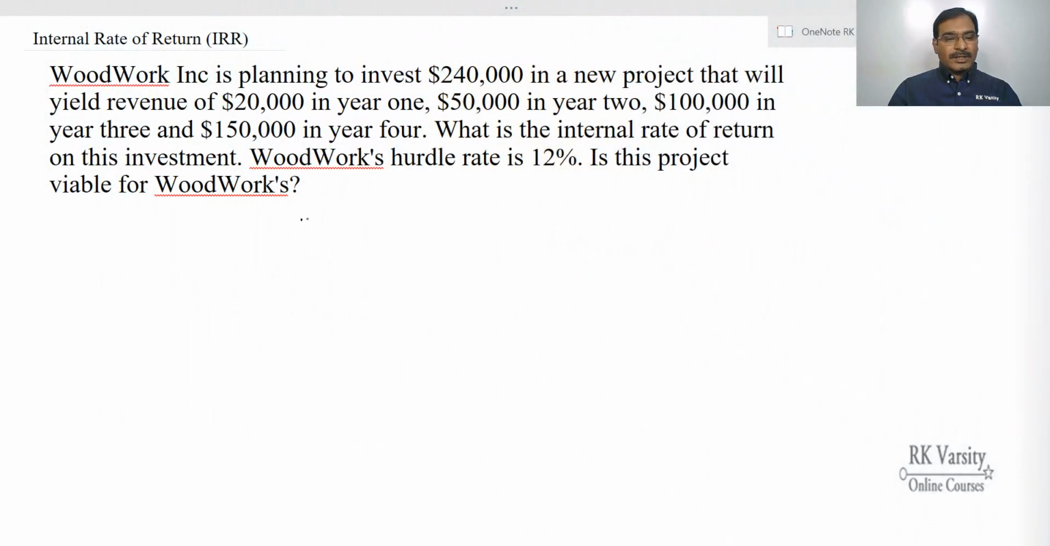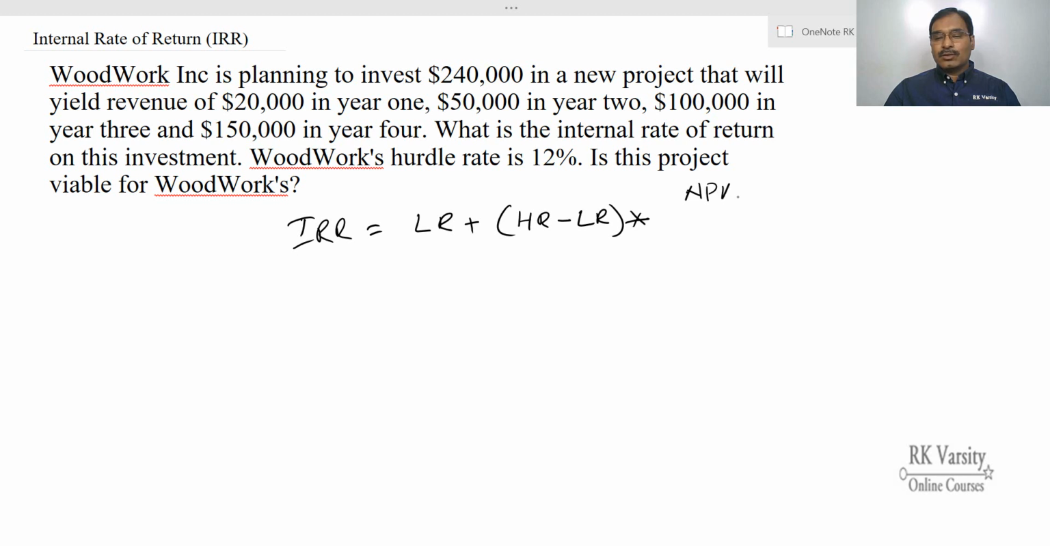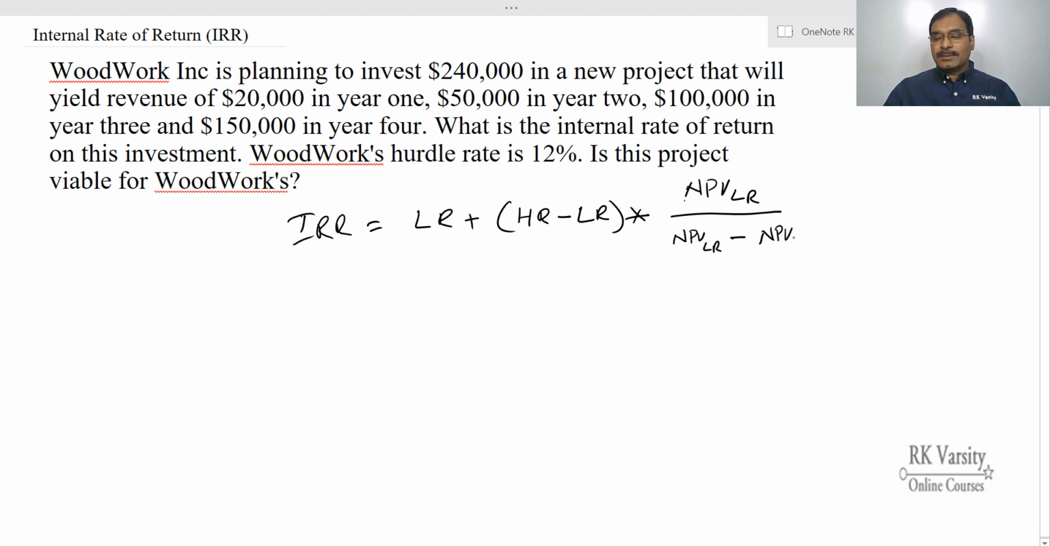In this lecture, I'm going to explain how to calculate IRR with the formula. The formula is: lower rate plus (higher rate minus lower rate) times net present value of cash flows at the lower rate, divided by (net present value of cash flows at the lower rate minus net present value of cash flows at the higher rate). You don't know the lower rate and higher rate, so you need to determine them by the trial and error method.